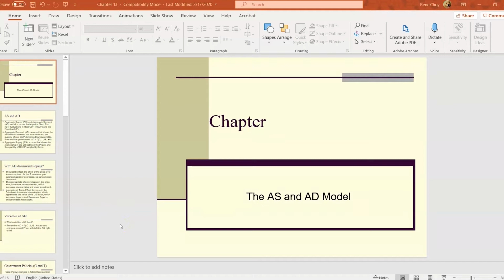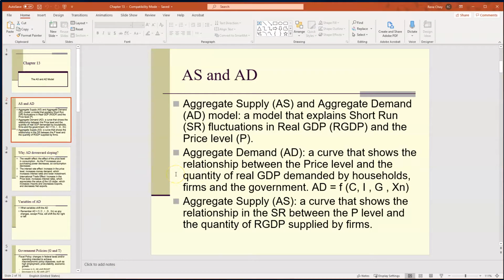Today we are here to talk about the aggregate supply, aggregate demand model. The aggregate supply, aggregate demand model is basically a model that explains short-run fluctuations in real GDP and prices. The aggregate demand is basically a curve that shows a relationship between price and real GDP, while the aggregate supply is a curve that shows the relationship between the short-run price level and real GDP supplied by companies. Let me show you real quick how the model looks.